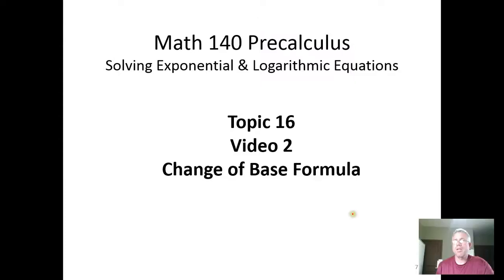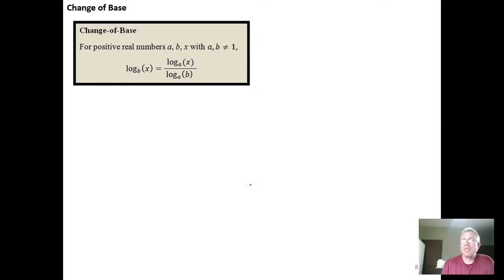So we're going to put one more little tool in our pocket before we start solving exponential and logarithmic equations. We're going to put the change of base formula in our pocket. And the idea is, again, that we want to justify the formula so that we don't think it's magical.